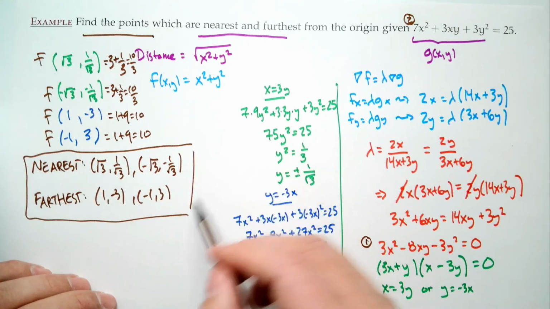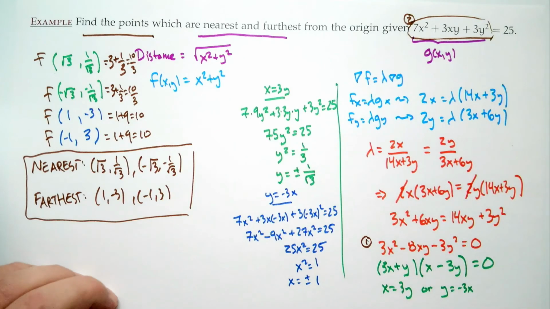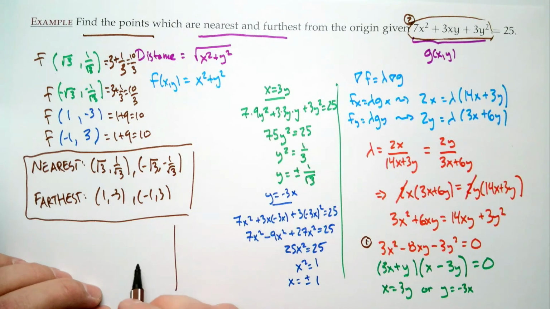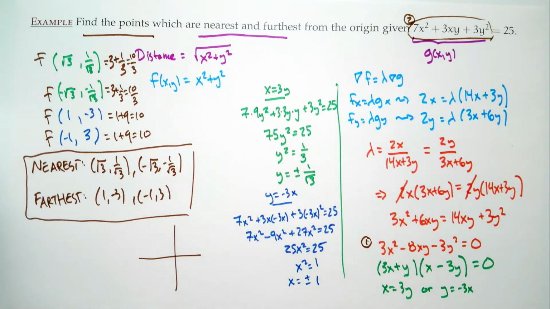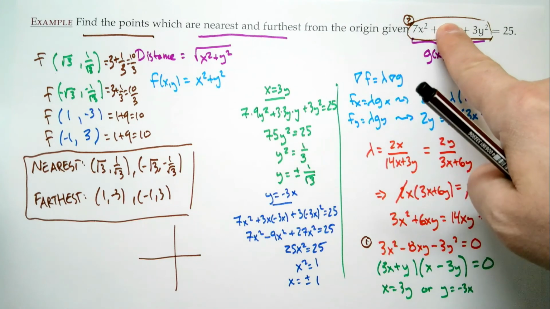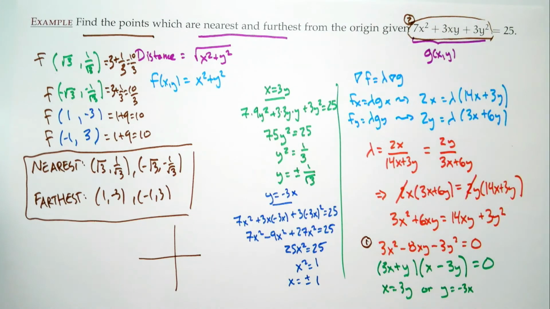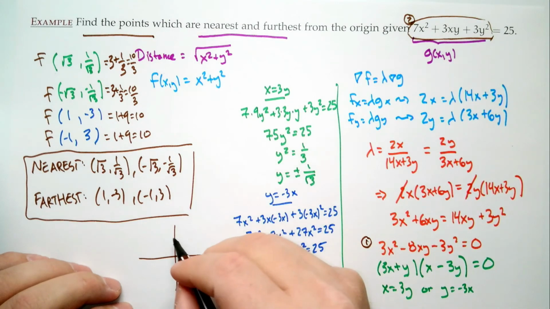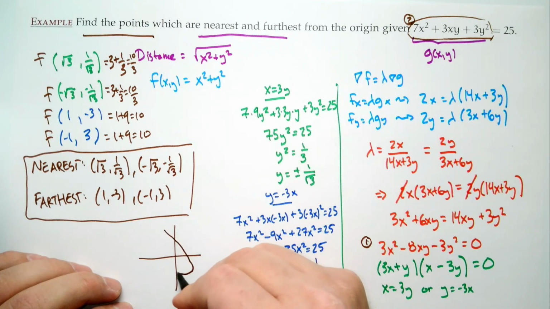On a side note, it's not so clear what this is, but suppose you were to guess. 7x squared plus 3xy plus 3y squared equals 25. If you had to guess, what would you think that was? It is an ellipse. Certainly if there was no 3xy there, you'd say ellipse. The 3xy, what that does is it tilts the ellipse. And so the effect that ends up happening is an ellipse that kind of looks like this.